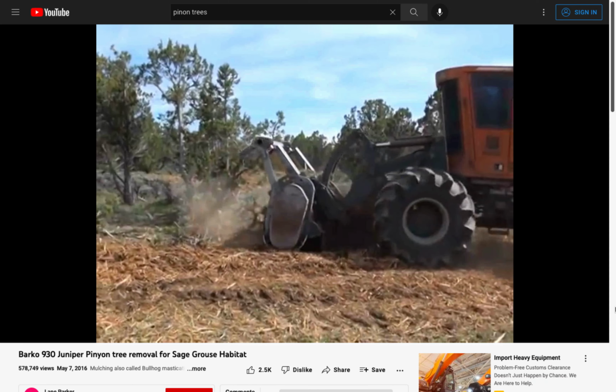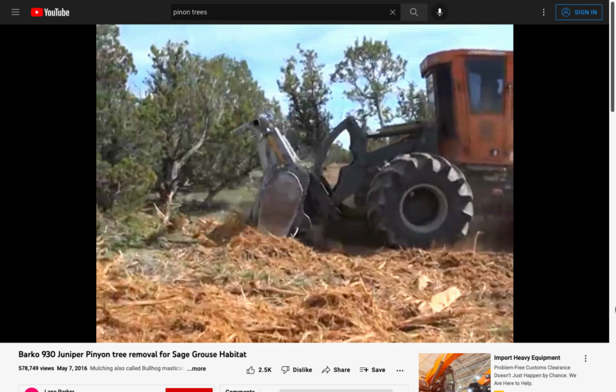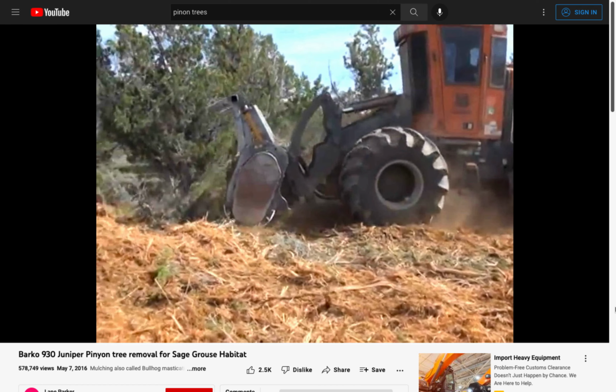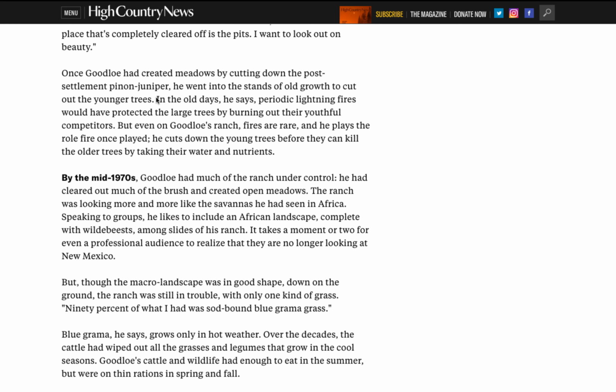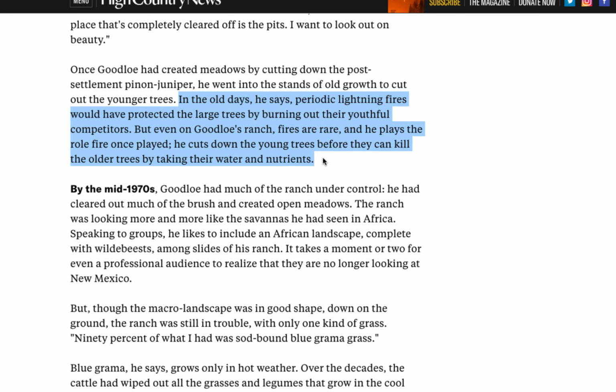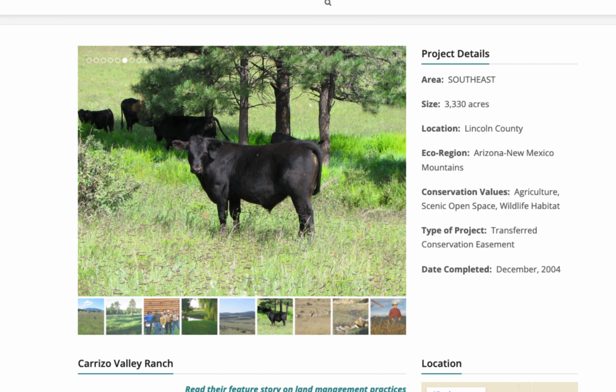For the next 4 years, Sid battled the trees. He burned them, bulldozed them, and popped them out of the ground with his tractor. After that, he never chained again. Today, he simply mimics the role fire used to play, periodically clearing out young trees, but leaving the oldest ones in place. Yet the trees were just the beginning.